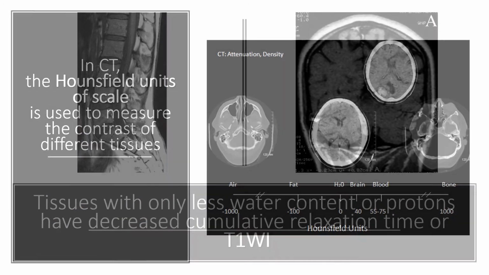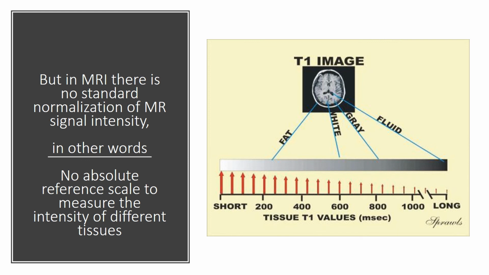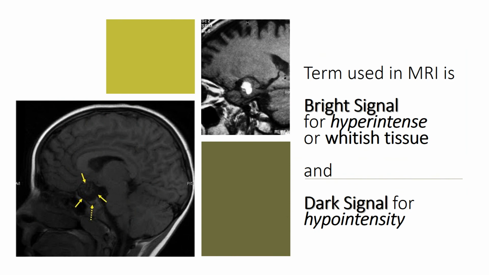In CT, the Hounsfield unit scale is used to measure the contrast of different tissues. But in MRI there is no standard normalization of MR signal intensity. In other words, there is no absolute reference scale to measure the intensity of different tissues. The terms used in MRI are bright signal for hyperintense or whitish tissue and dark signal for hypointense.